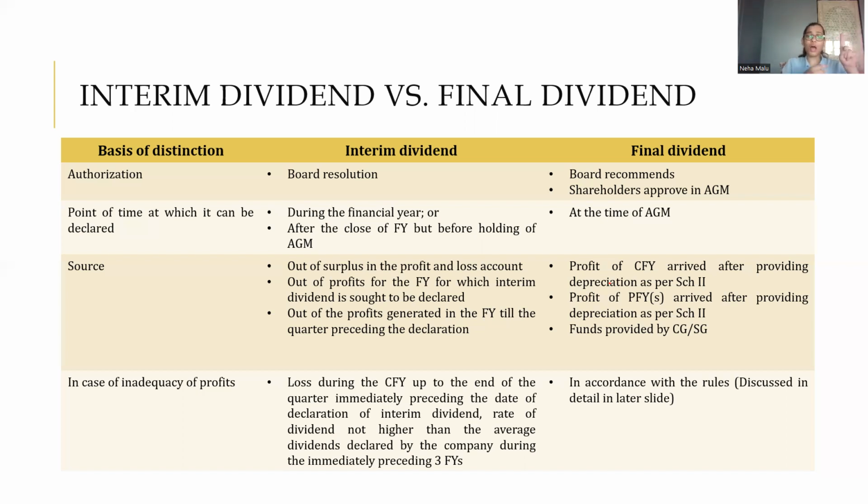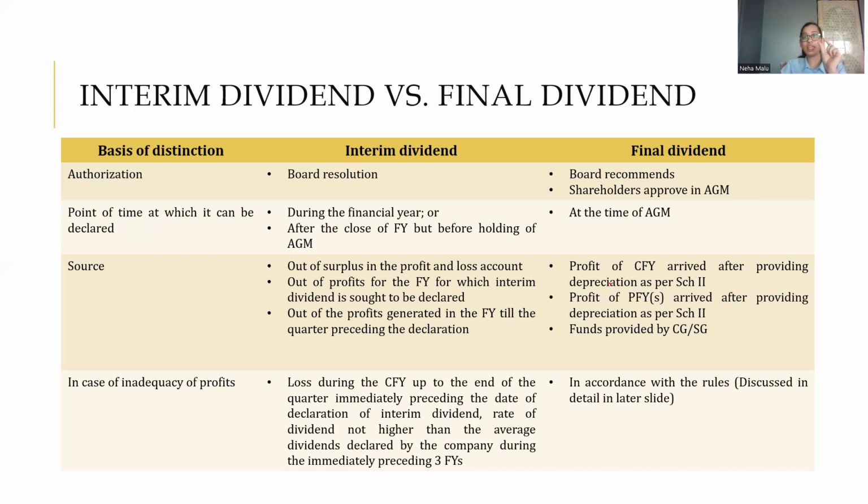First, out of the surplus in the profit and loss account. So this particular source can be utilized. It doesn't matter for which point of time we are declaring dividend. Second, out of profits of the financial year for which interim dividend is sought to be declared.